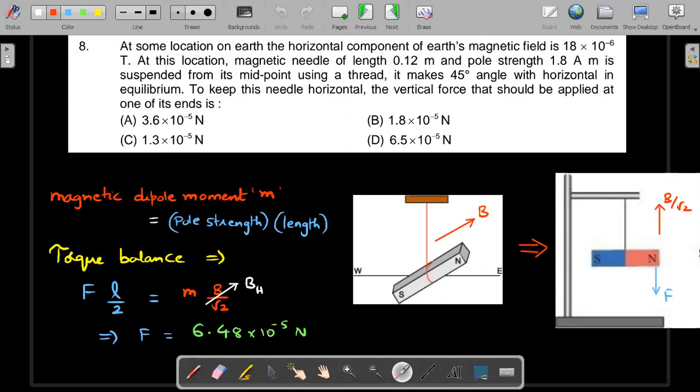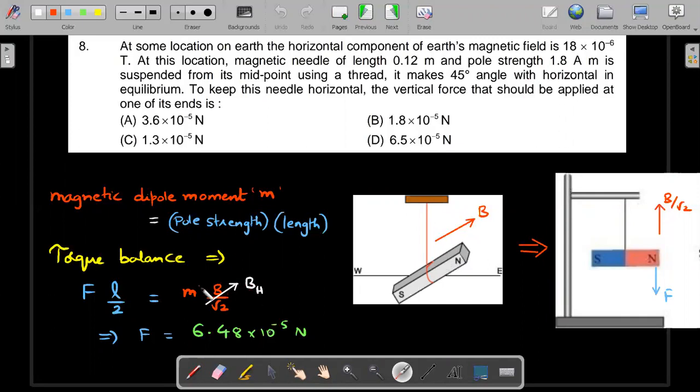Now in order to push it down, you need to apply a force in this direction so that the torque is balanced. In this scenario, the horizontal component will not apply a torque. Remember, for magnetic dipole moment and external magnetic field, there is an M cross B torque. That cross product will only be available due to the vertical component. So the torque balance in this particular place should be F into L by 2 equal to the magnetic dipole moment multiplied by the vertical component of the magnetic field. Because of 45 degrees, magnitude-wise this should be equal to the horizontal component.